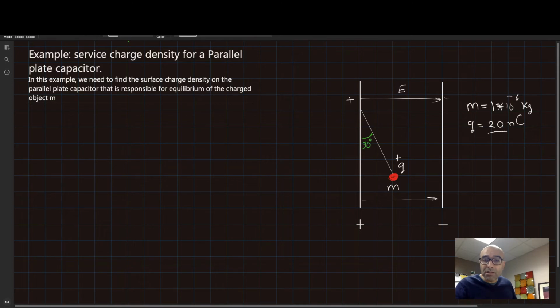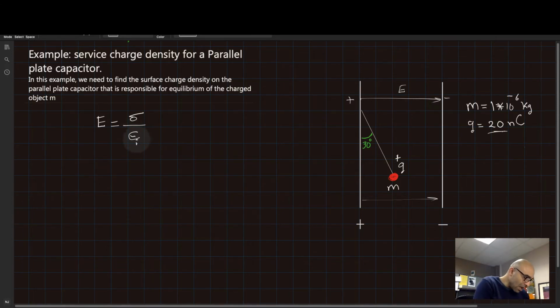Okay, so now in this example we need to find the surface charge density on the parallel plate capacitor. We found out using Gauss's law in the past that E, the electric field, is equal to the surface charge density divided by epsilon 0. The nice thing about this equation is that it's simple. It gives us the relationship between the electric field and the surface charge density.